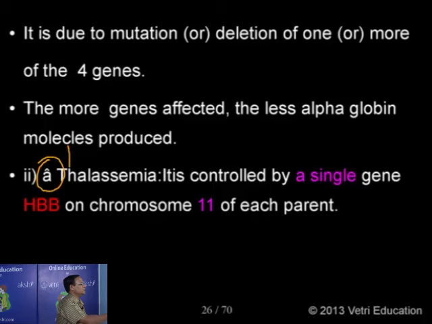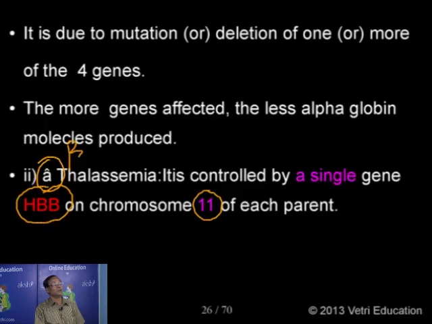Then the next one, beta thalassemia. The production of beta globin is controlled by a single gene, HBB, which is located on chromosome 11, whereas the alpha globin genes are on chromosome number 16. So the gene for the beta globin is not on the same chromosome but on a different chromosome, 11, namely HBB. And that one is where mutation occurs.